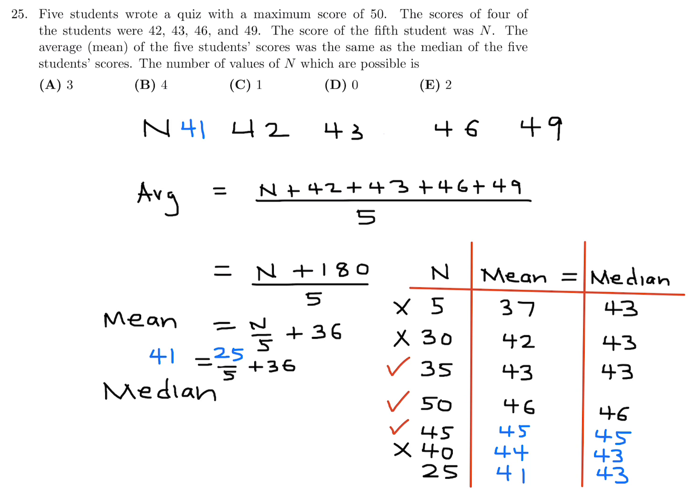I hope I have shown you the right way of doing this. Please don't circle 2 and move on. Exhaust the question and get all 3 values of n. And those values are right here. So the answer for number 25 is 3, and that is choice A.